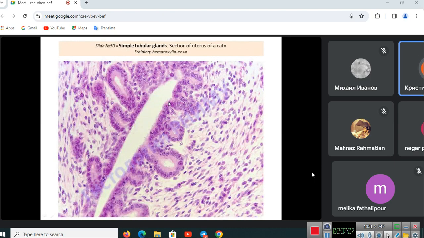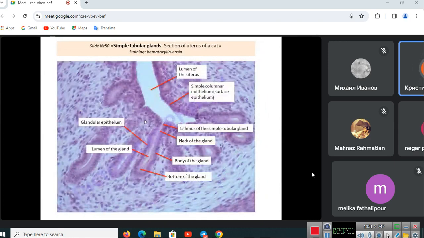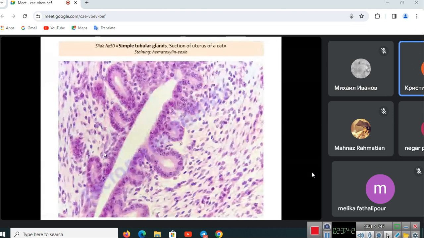Another example of the same preparation: lumen of the uterus, lining epithelium of the uterus, and glands. We not always see how the lumen of the gland is interconnected with the lumen of the uterus, but this is because of the plane of section. If we look here, for example, it may seem that this gland is not connected to the lumen, but it really does, just not in this section. So here should be the isthmus, neck, body, and bottom of the gland.